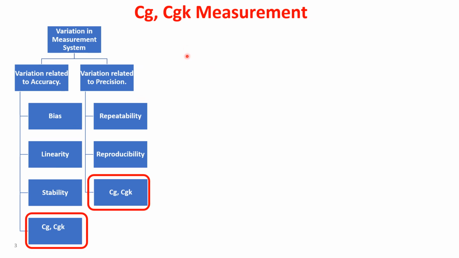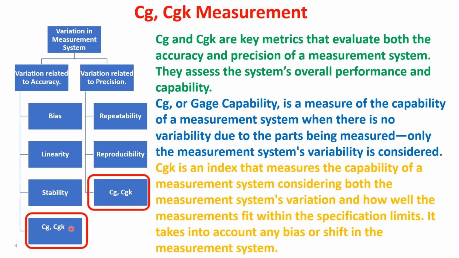First of all, what is variation in the measurement system? One is variation related to accuracy, the second is variation related to precision. Variation related to accuracy can be studied by bias, linearity, stability and Cg/Cgk. Variation related to precision: repeatability, reproducibility and Cg/Cgk. So in both cases, accuracy and precision, it includes Cg/Cgk. Let us see what Cg/Cgk is.